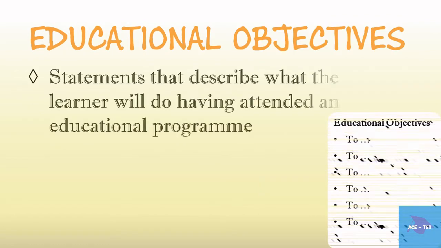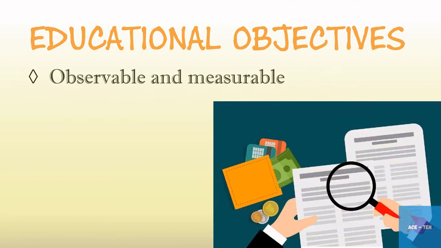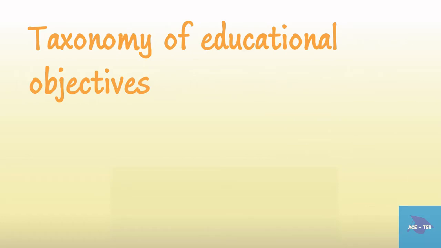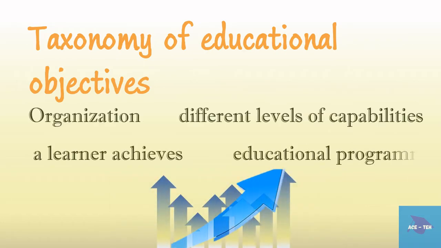Educational objectives are statements that clearly describe what the learner will know or be able to do as a result of having attended an educational program or activity. Educational objectives are observable and measurable. It is the purpose for which any particular educational undertaking is carried out. So, a taxonomy of educational objectives means the organization of the different levels of capabilities a learner achieves as he passes through his educational program.